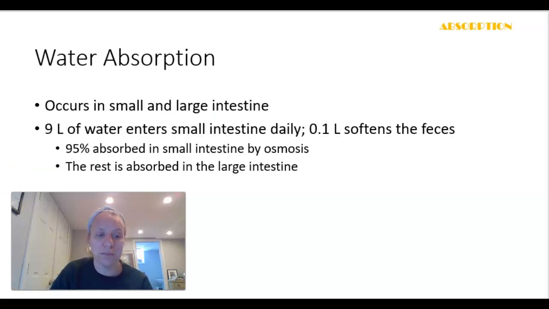As far as water absorption goes, most of it is going to occur in the small intestine. About 95% occurs in the small intestine by osmosis. The rest is absorbed in the large intestine. We need a little bit of water to soften the feces. The longer that feces are in the large intestine, the longer that water absorption can take place and the harder the feces can become.